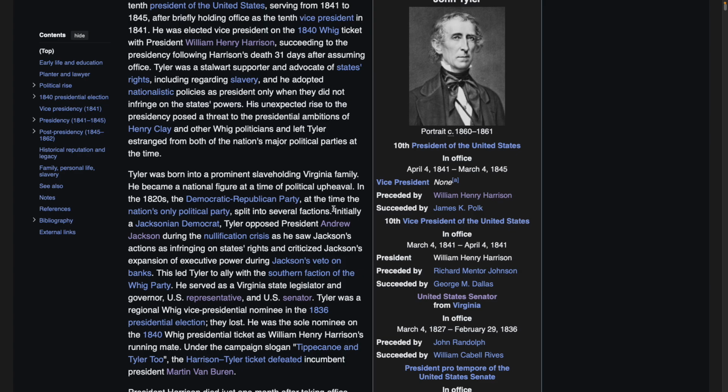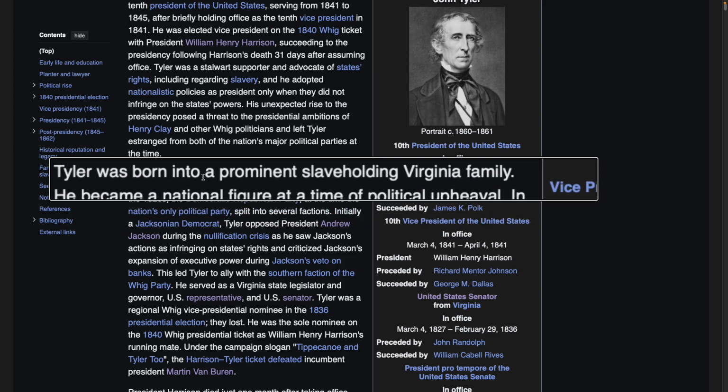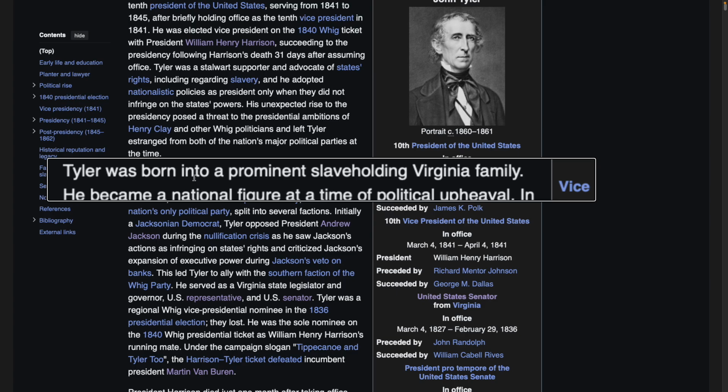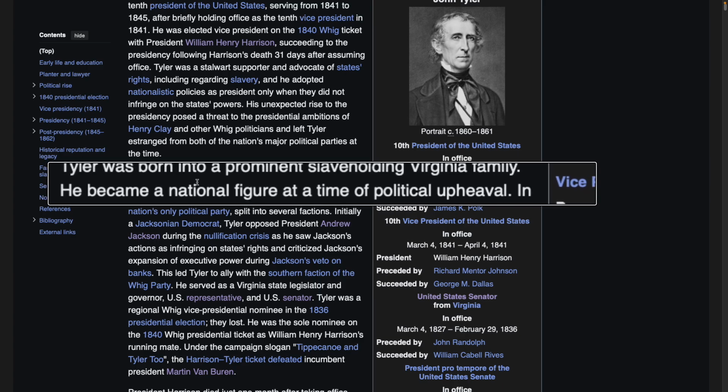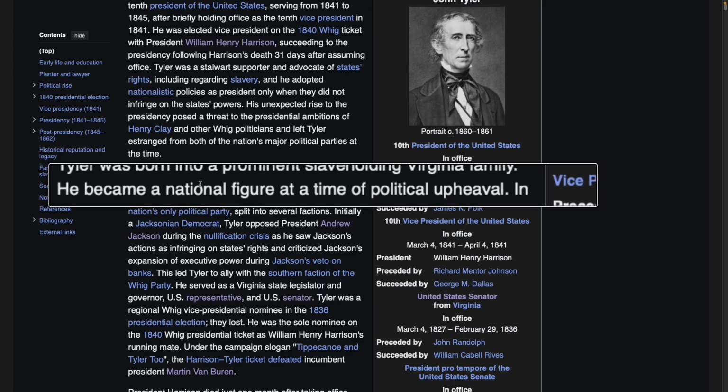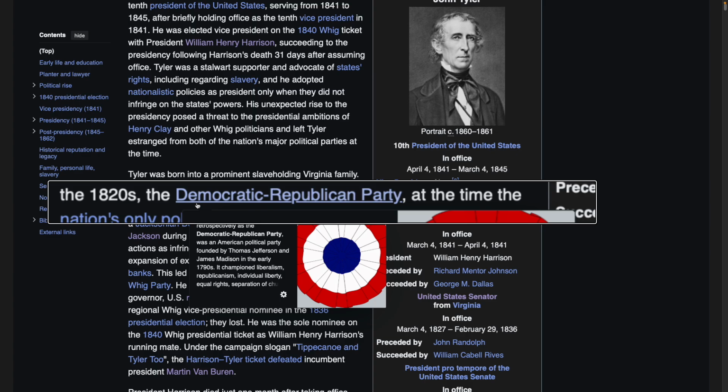Let's keep zooming. So, Tyler was born into a prominent slaveholding Virginia family. I'm kind of screaming. Sorry, folks, if I'm screaming at you. I'm going to try to tone it down a little bit. Okay, so Tyler was born into a prominent slaveholding Virginia family. He became a national figure at a time of political upheaval in the 1820s.